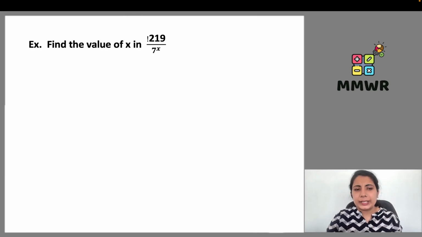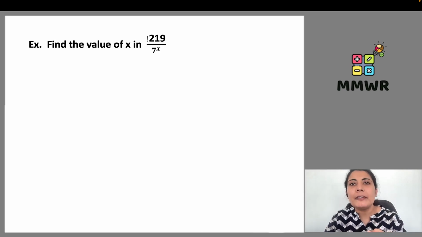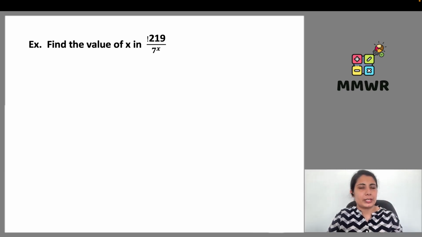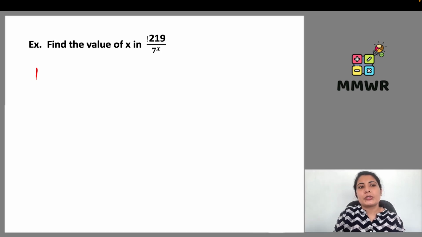So here we do not have to find the maximum power of any prime number because it's written as: find the value of x. What value of x should I keep so that it completely divides? That means, in short, whatever power of 7 comes in the numerator, factorial 219, according to that I will decide the value of x, right? It will be exactly that. So for factorial 219, that means I have to divide 219 by 7.